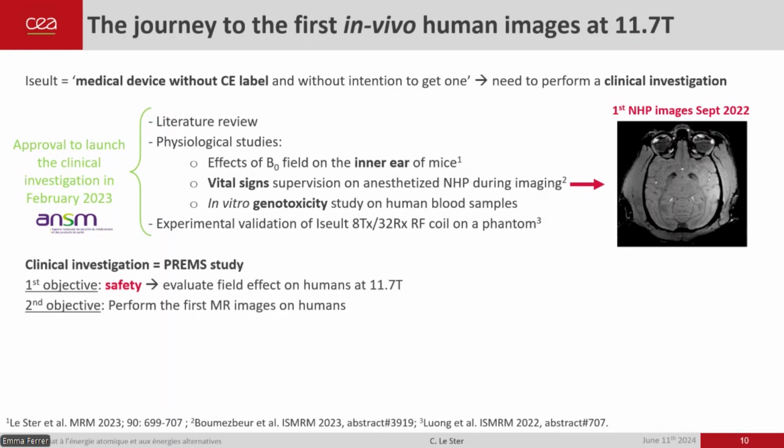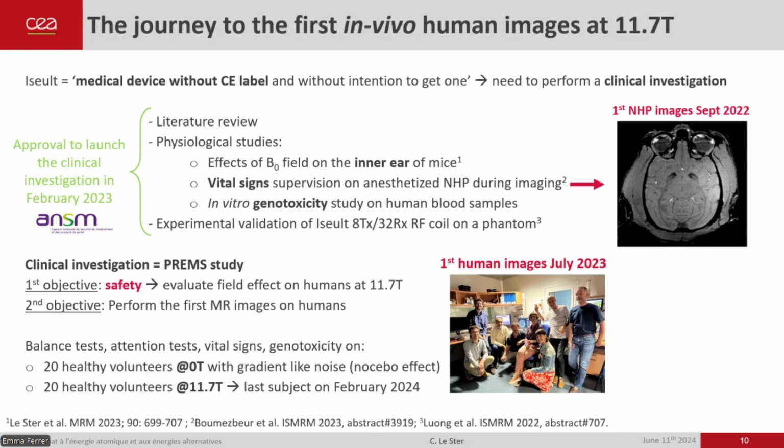This clinical investigation was called the PREM study. Its primary objective was safety, to see the effect of such a high field on humans. And the secondary objective was to perform, of course, the first MR images on humans. So the volunteers underwent several tests, balance test, attention test. We measured their vital signs and the genotoxicity.